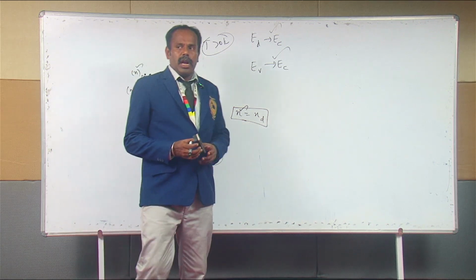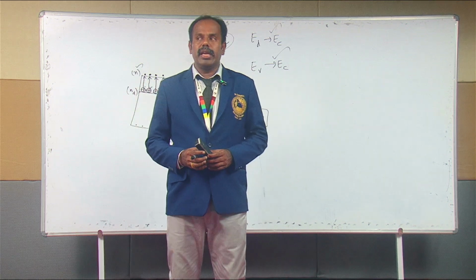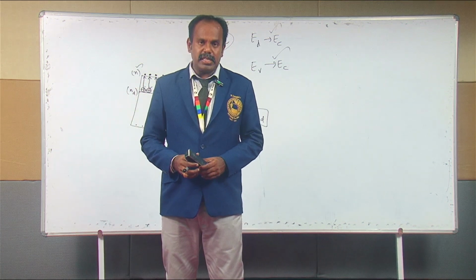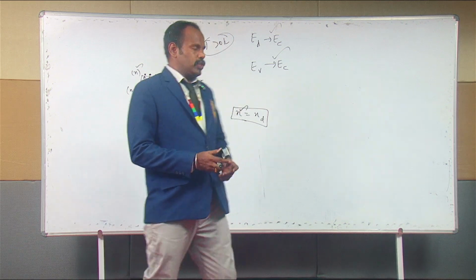So with this, now let's start discussing the second type of extrinsic semiconductor, which is the p-type semiconductor.